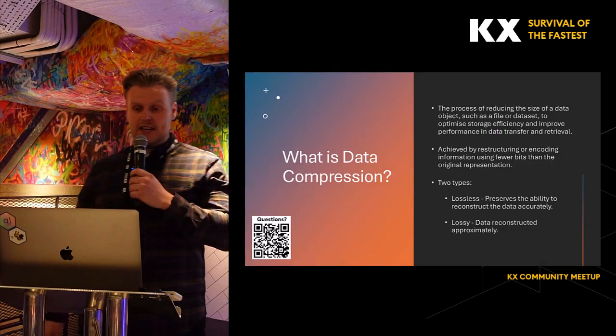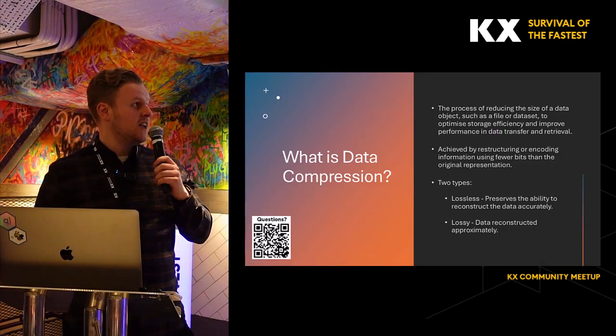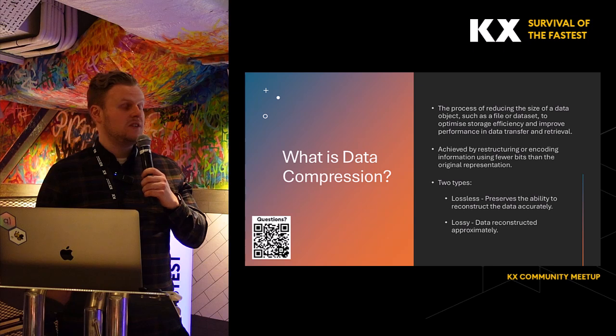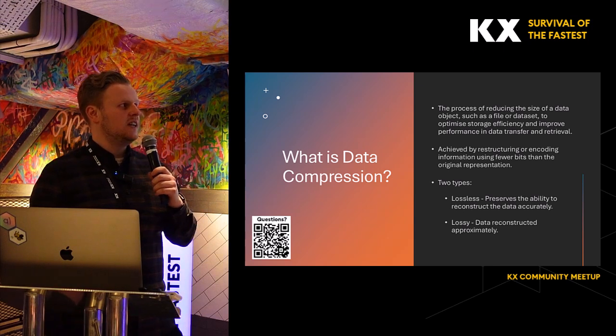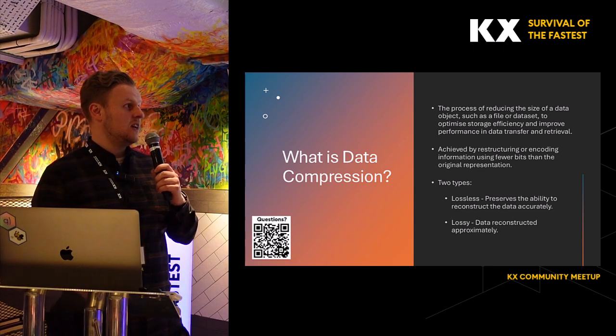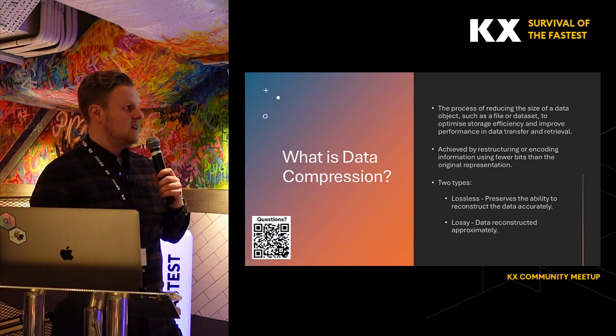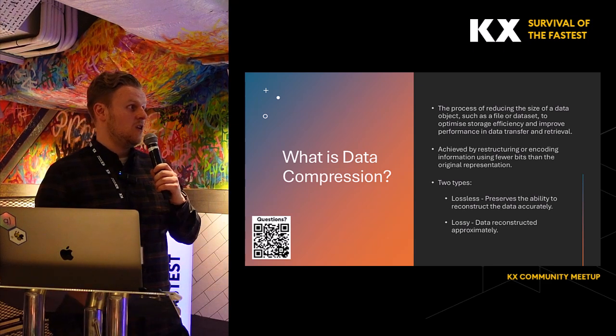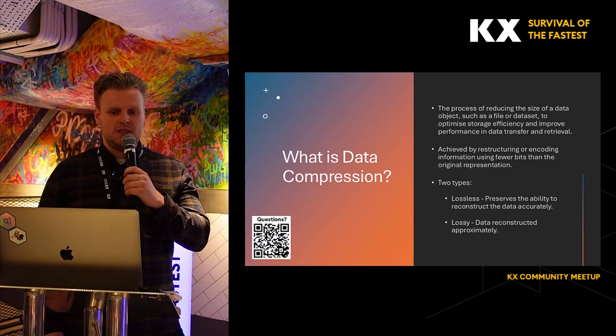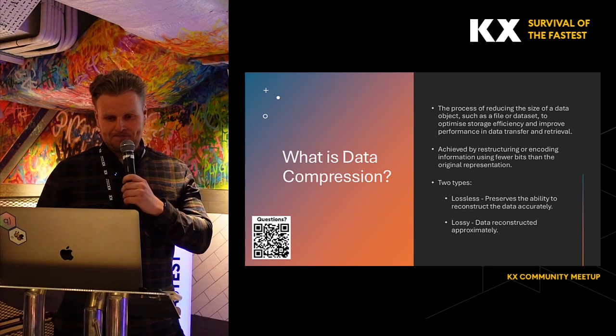So what is data compression? Data compression is the process of reducing the size of a data object, such as a file or data set, to optimize storage efficiency and improve performance in data transfer and retrieval. This is achieved by restructuring or encoding information using fewer bits than the original representation.